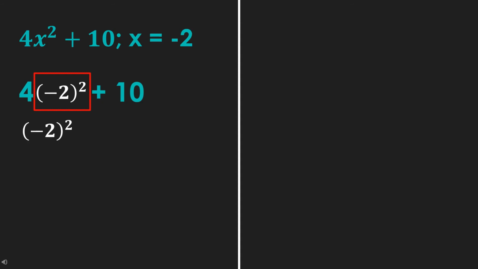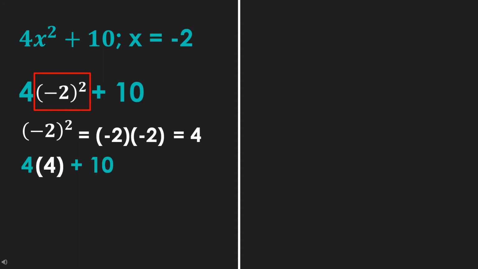Now, negative 2 squared means negative 2 times negative 2. Duha ka negative 2 ang i-multiply. And again, apply what you have learned from the operations on integers. Same sign is always positive. Then the answer is positive 4 or 4. So we have now 4 times 4 plus 10.